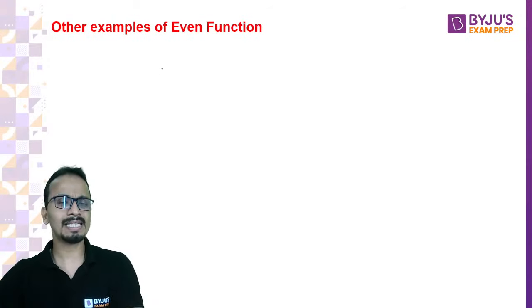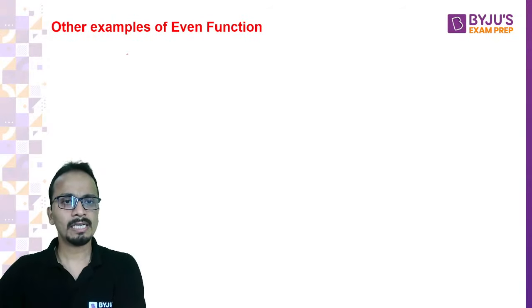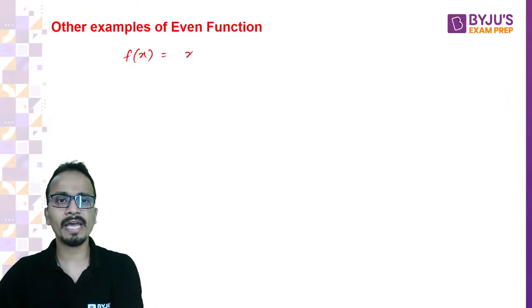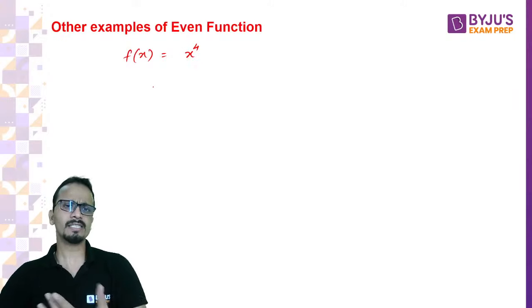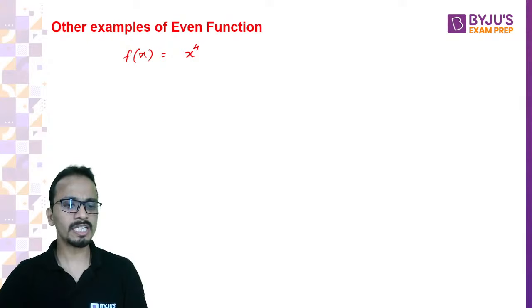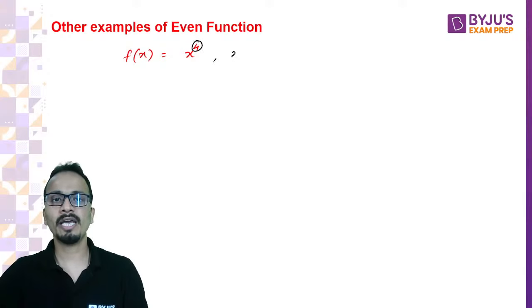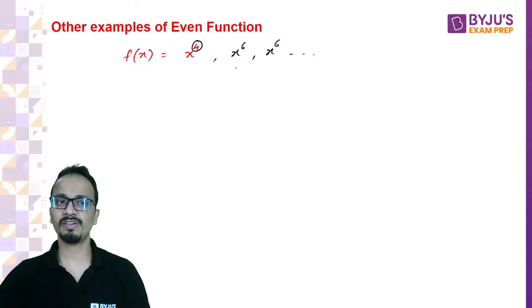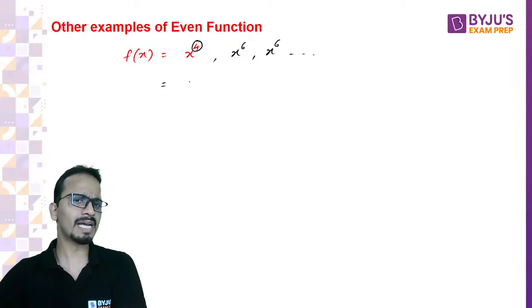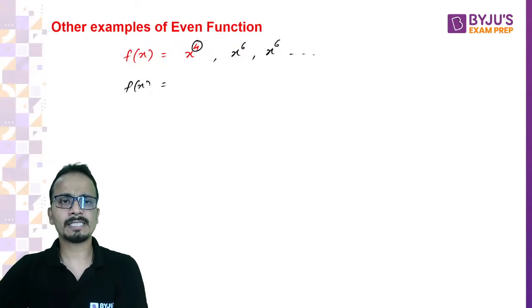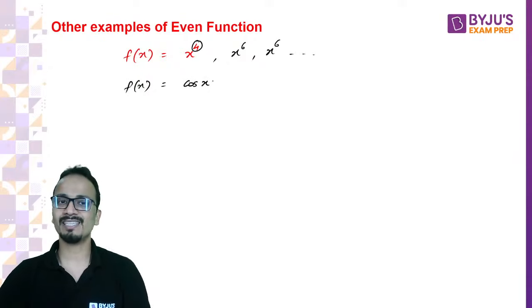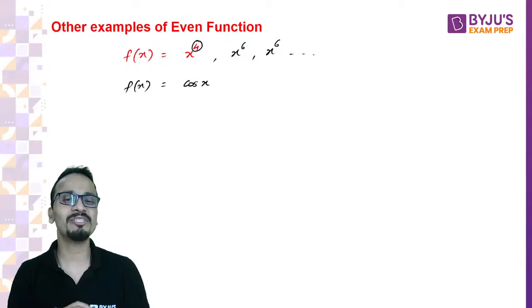So if I look at some other examples of even functions, f of x is equal to x raised to the power 4. All right, this is an example of an even function. So you can take any even power of x, so x raised to the power 6, x raised to the power 8, all these functions will be even functions. All right, also if you consider f of x equal to cos x, I can say that this is also symmetrical about y-axis.